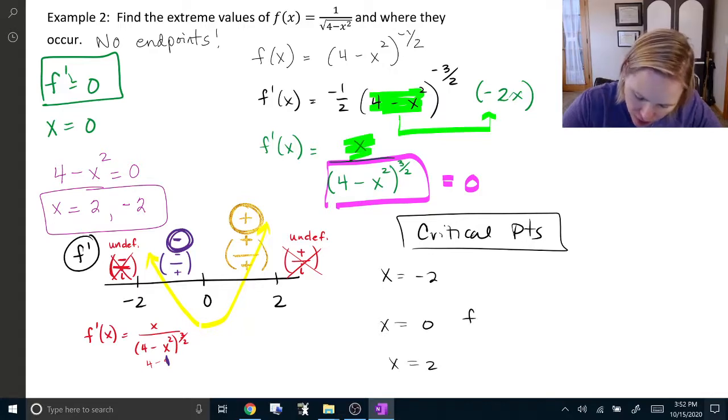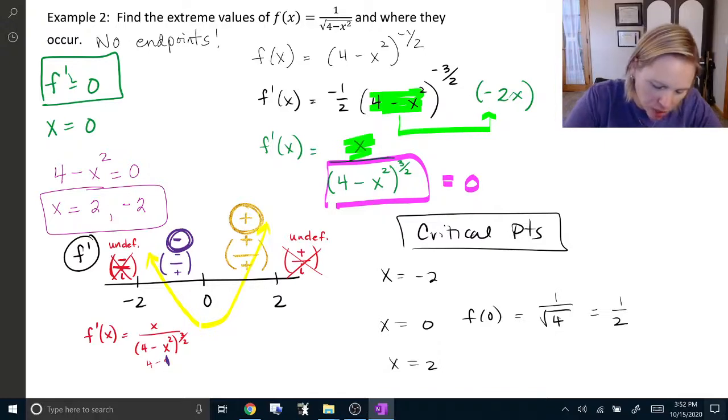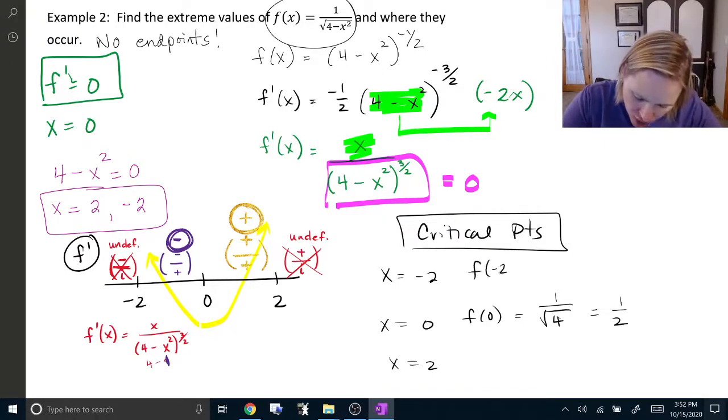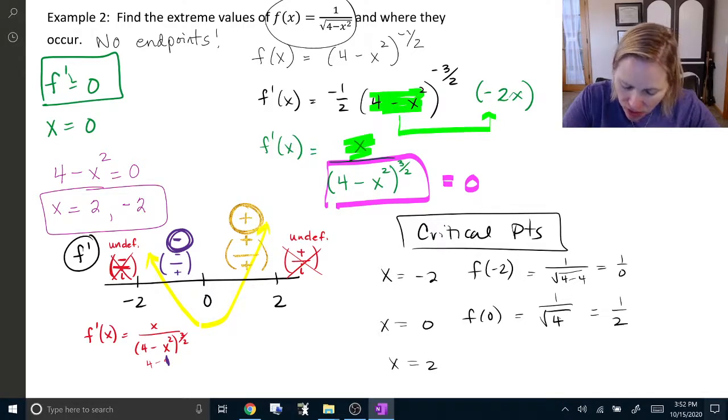So f of 0, well, that's easy to find. f of 0 is just 1 over the square root of 4 minus 0. That's the square root of 4. It's just going to be 1/2. So I'm plugging things back into the original function. f of negative 2 is going to be 1 over the square root of 4 minus negative 2 squared, which is 1 over 0. Yikes.